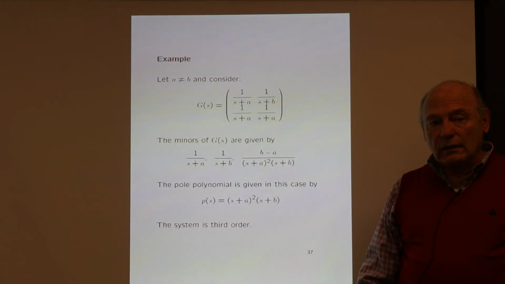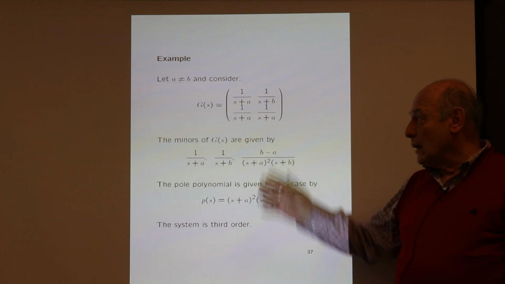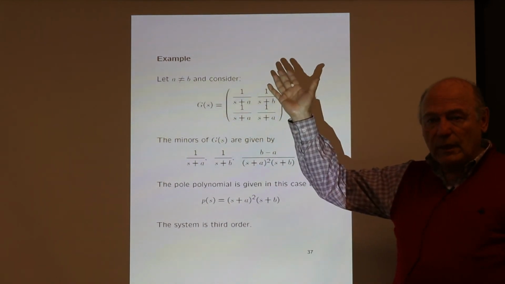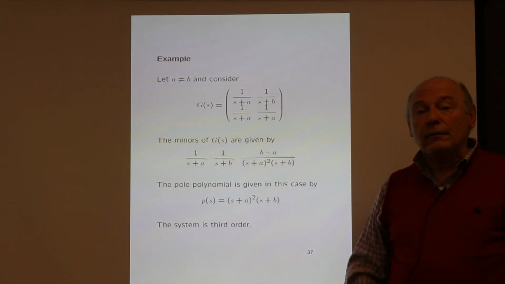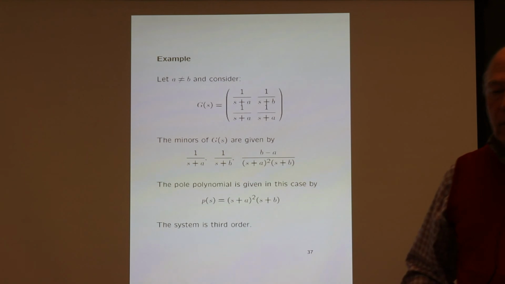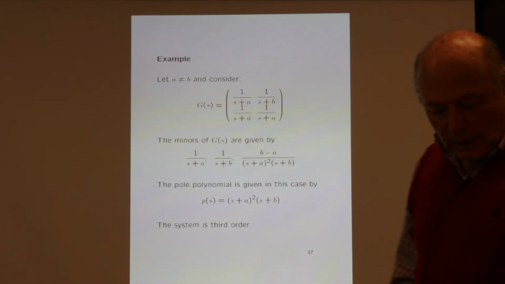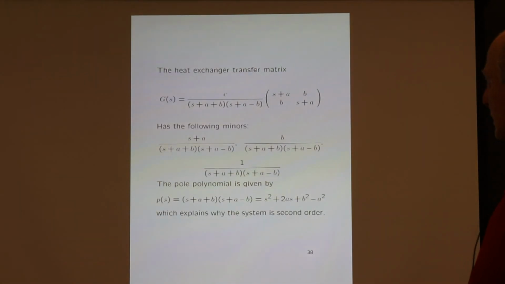It only has 3. In the previous example, we had a 2 by 2 matrix. The order was 4. Here, this is a similar matrix, very similar. A 2 by 2 matrix, the order is 3, not 4. So it's completely different to the single input, single output case. The system is 3rd order.